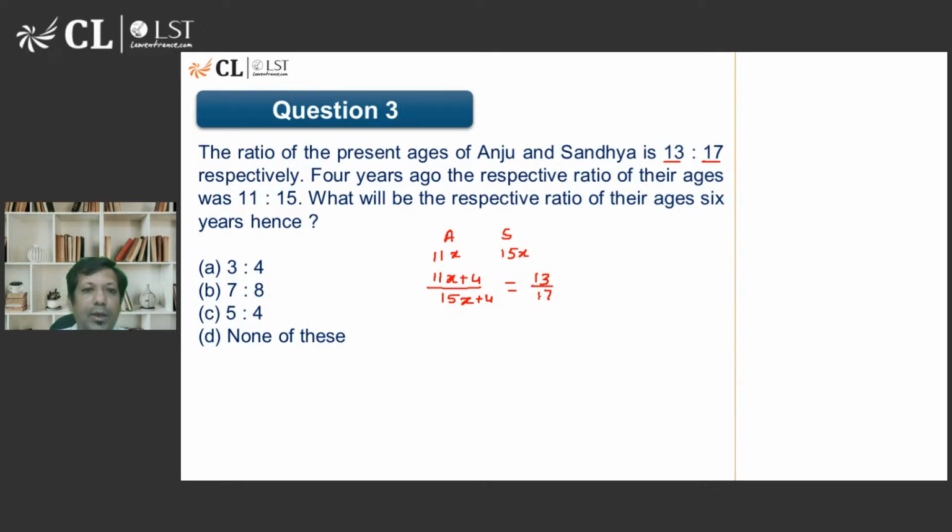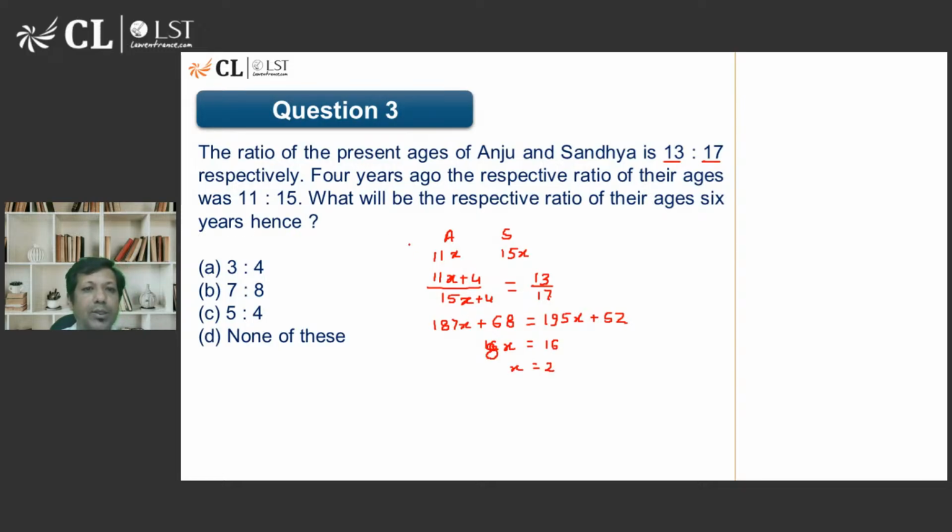Now just cross multiply, that is going to be 187x plus 17 times 4, which is 68. This is going to be what? 195x plus 52. So from here we can say 16x is equal to... this is not 16x, 8x is equal to 16. So x comes out to be 2.